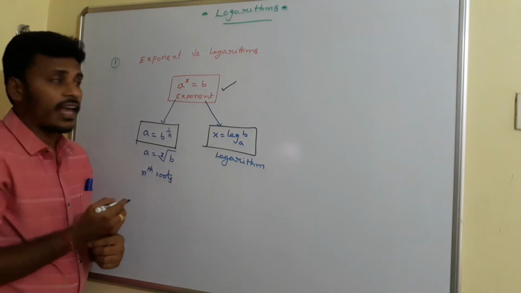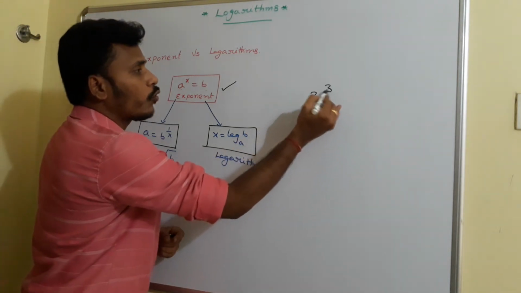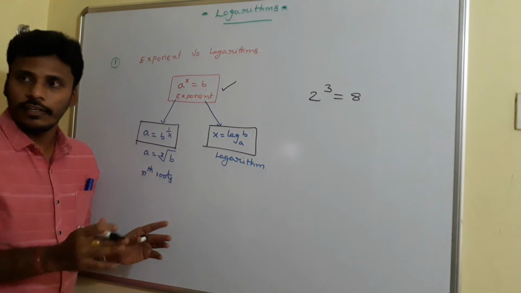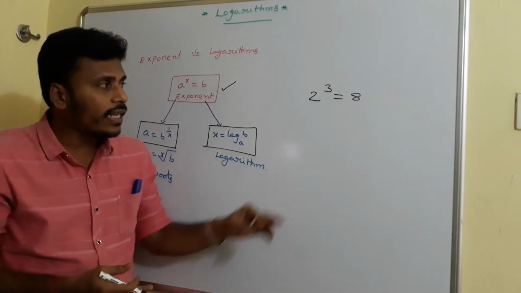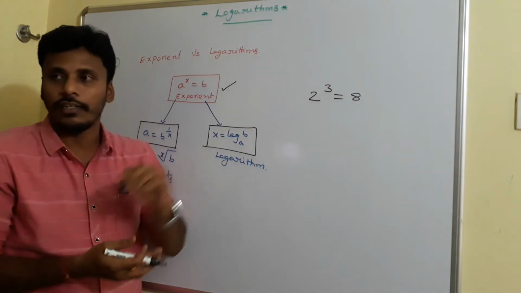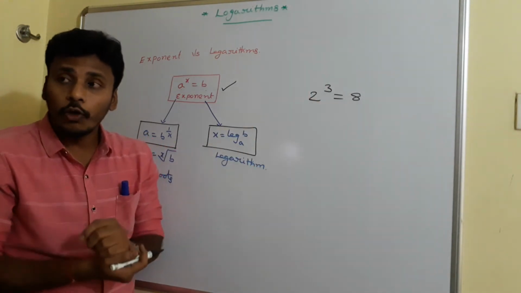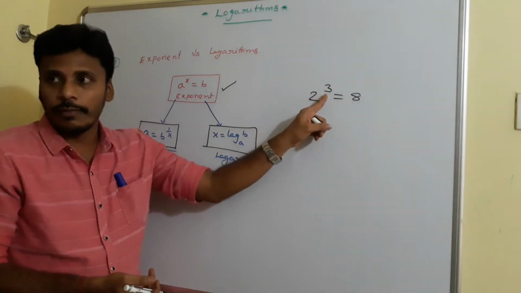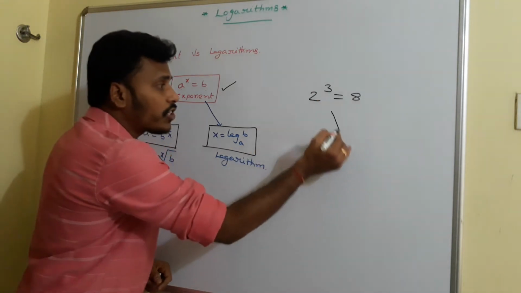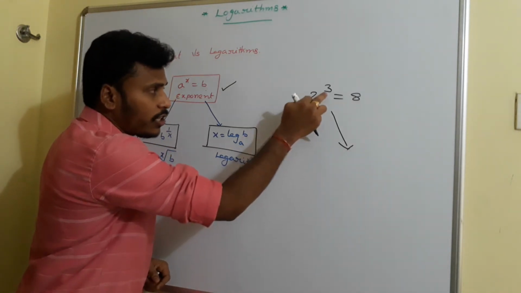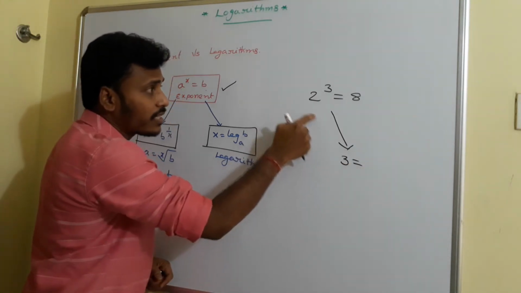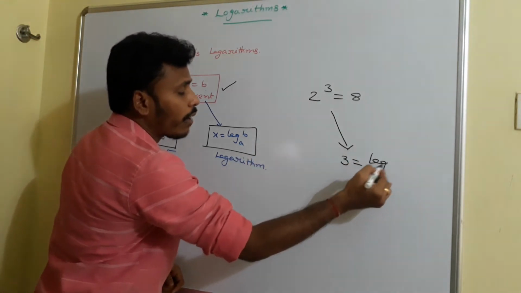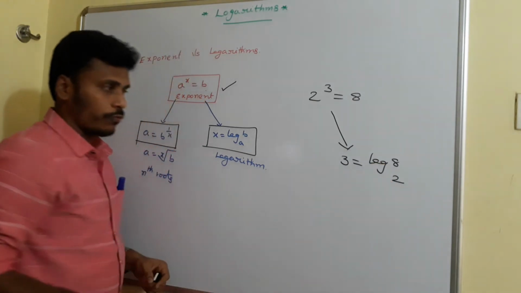Just once again, have a look. 2 cube is equal to 8. I think this is clear. Multiplication of 2 for 3 times is 8. Here we are writing that 8 is equal to 2 power 3. But if you try to make 3 the subject, then you can write it like this. To make 3 the subject, 3 is equal to, you send this to that side, it becomes logarithm of 8 base 2.